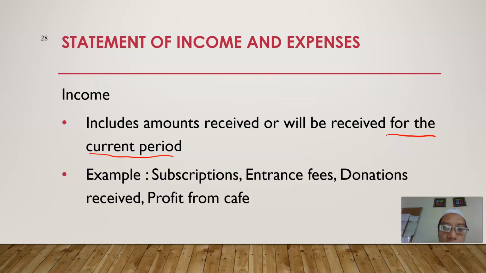But all other amounts that are received or will be received, where we have not received the amount but are expecting to receive it next year, but it is for income generated this year, should also be included in the income statement. Examples of income would be subscription, entrance fees, donations received, and profit from cafe. If they run a small cafe business, profit from that cafe should be included in the income section of the statement of income and expenses.